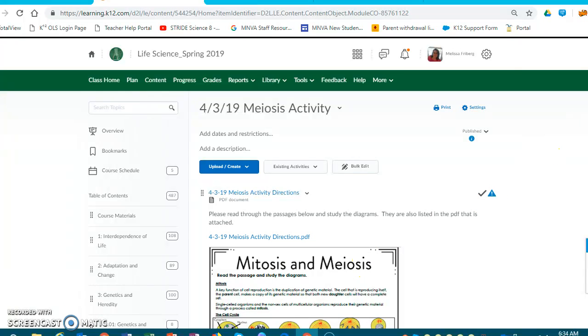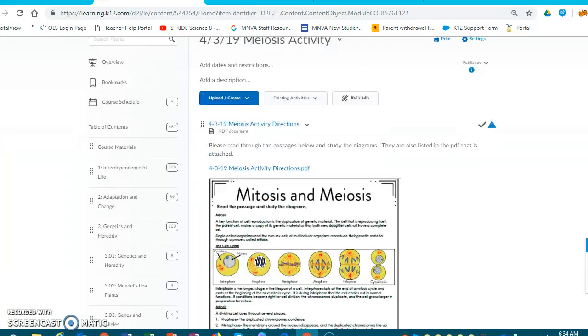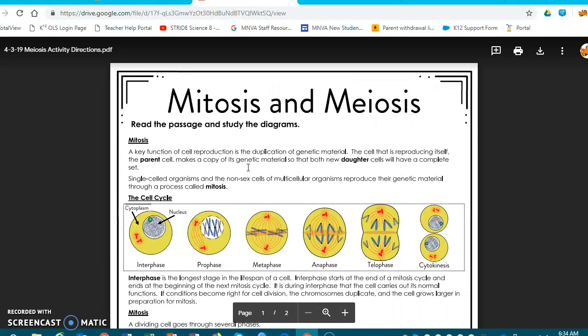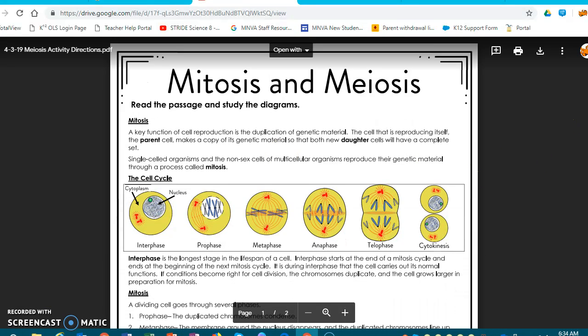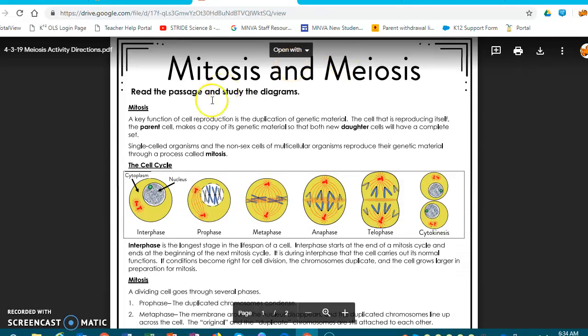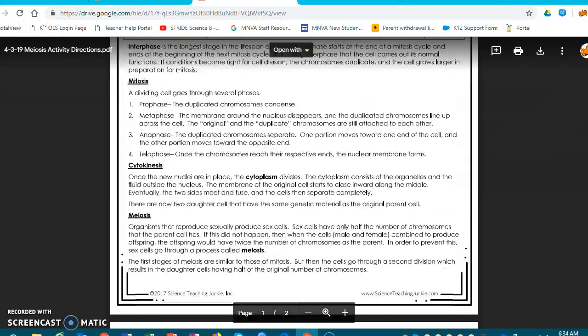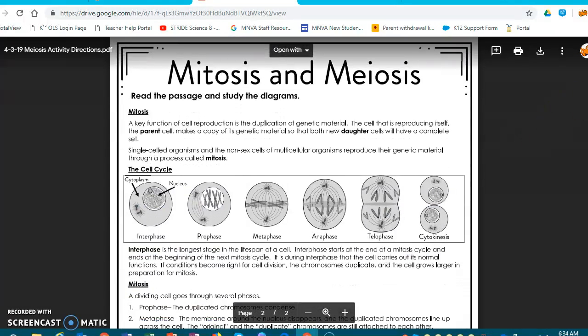So it is a meiosis activity, so right here it says read through the passages below and study the diagrams. They're also listed in this PDF that's attached. So we can go over here to this PDF. If you take a look through it, you're going to read through these passages, study the diagrams, and read through this information. There are 2 pages of it.